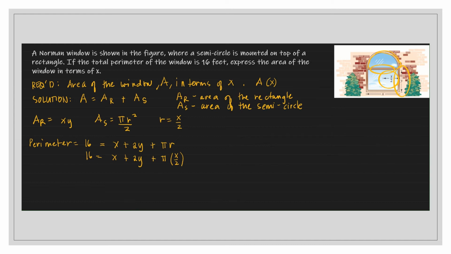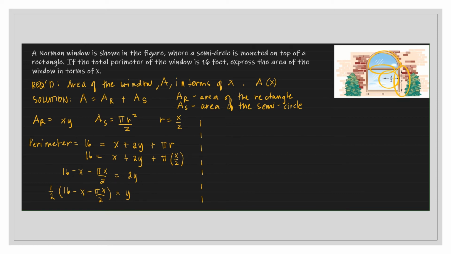So we transpose all terms except 2y on the left side of the equation. So we have 16 minus x minus pi x over 2 is equal to 2y. And then divide both sides of the equation by 2, so we get y on the right side. So we divide everything by 2. So we have 1/2 of 16 minus x minus pi x over 2. So let's continue.